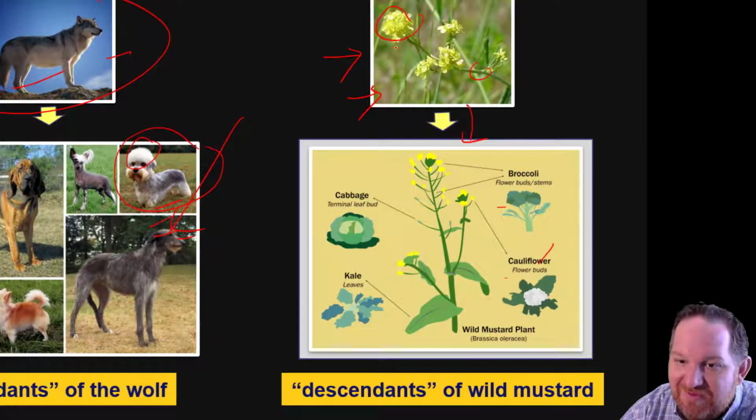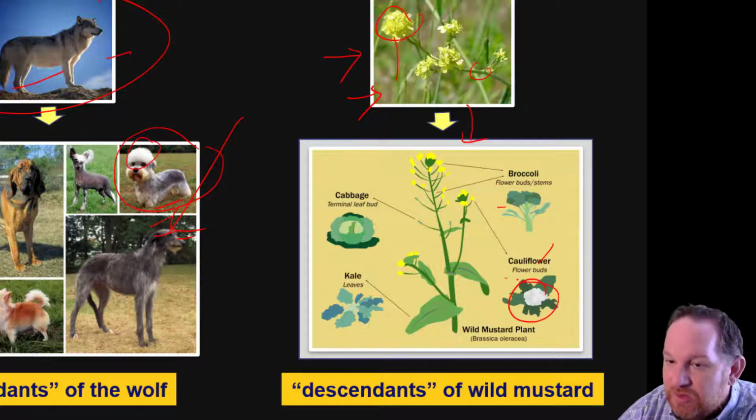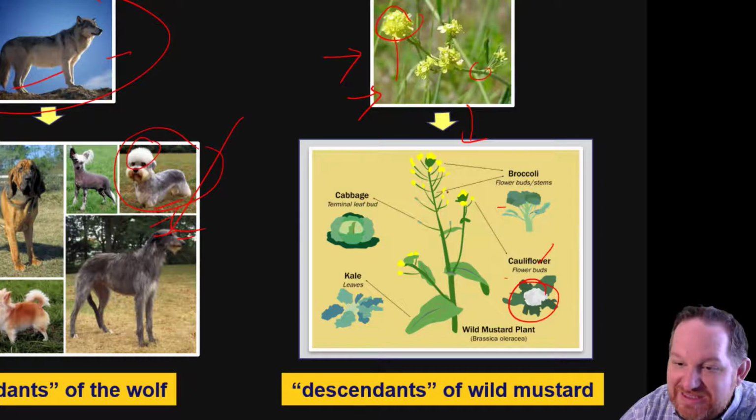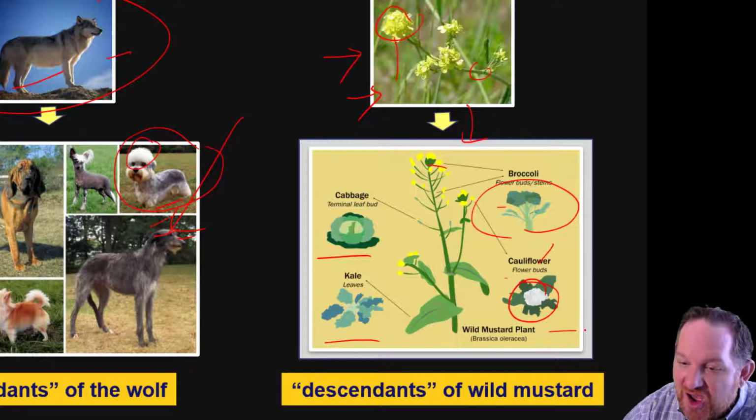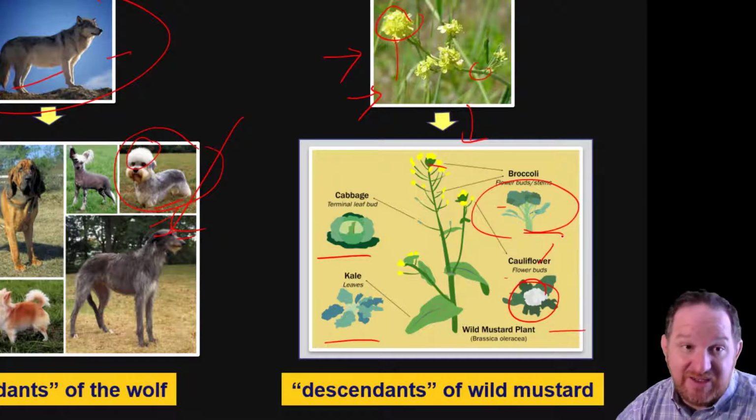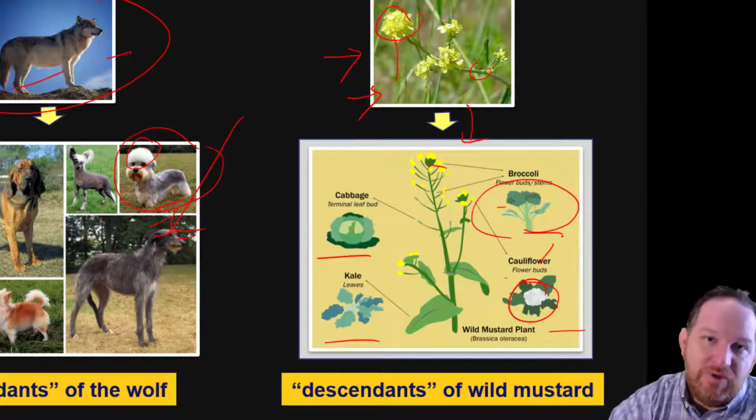Oh, this one has a big flower. Let's mate it with another one that has a big flower. And over time, you keep mating those, you get cauliflower, right? If you look at the buds and the stems, some of these had this little enlarged bud or stem. Over time, you select for those things and you get modern day broccoli. So these are the result of us artificially selecting over time the traits that we wanted to pass to the next generation.